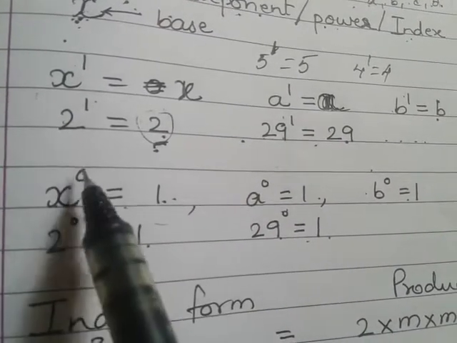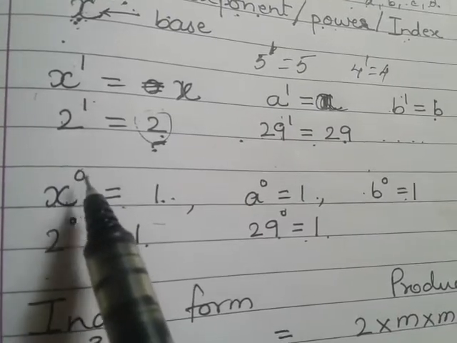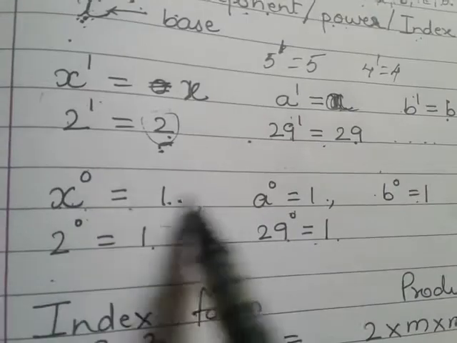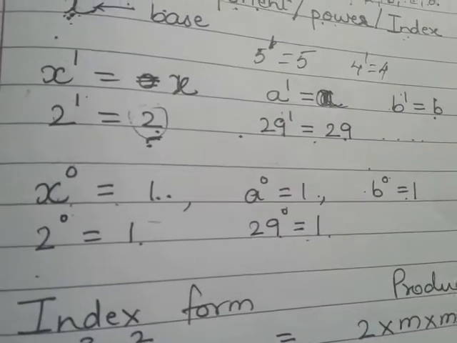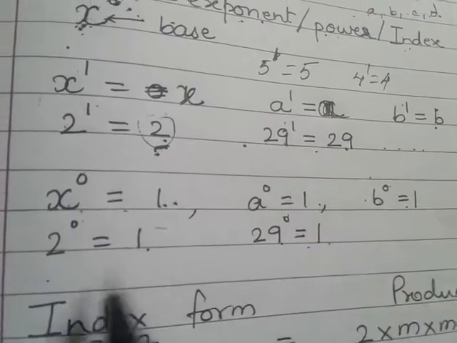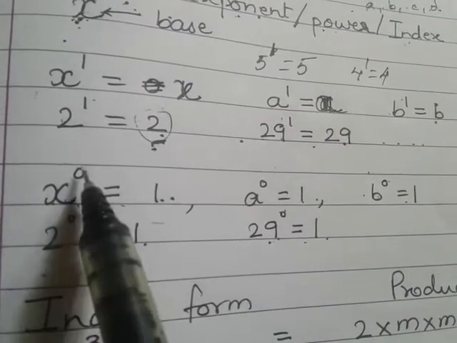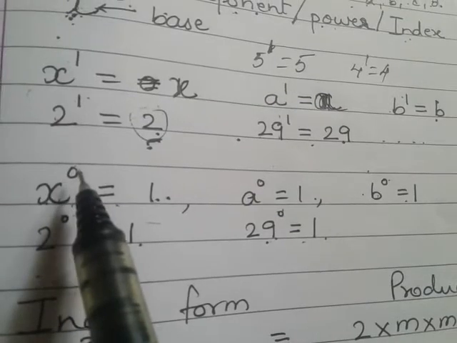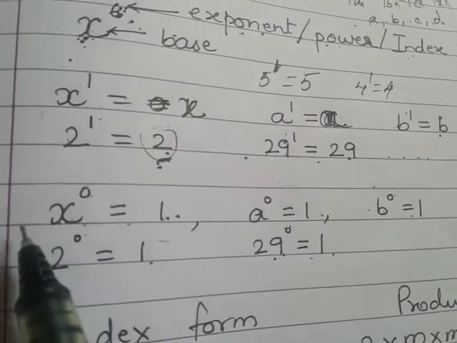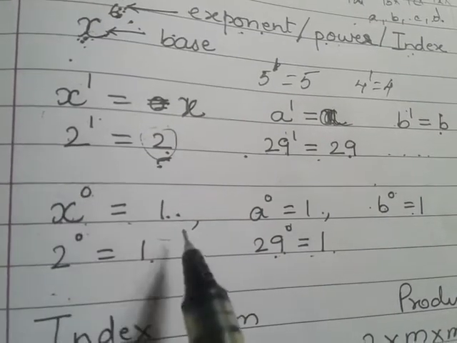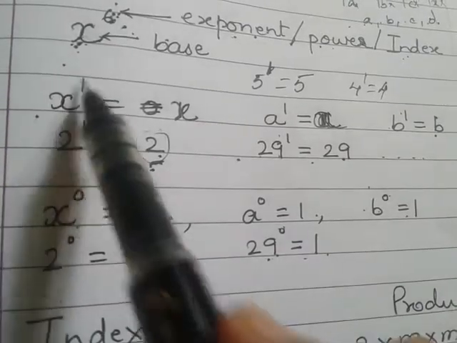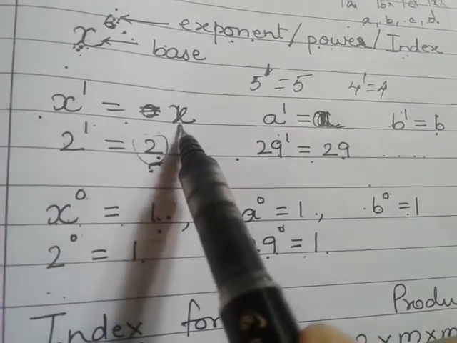When the power is 0, we get the answer 1 for all the bases. Now x, a, b, 2, 29 are all bases. And what is the index or exponent or power? 0, 0, 0, 0, 0. So any base raised to 0 will always give you 1. And any base raised to 1 will always give you that base itself.